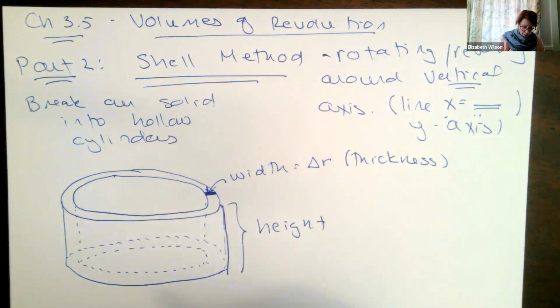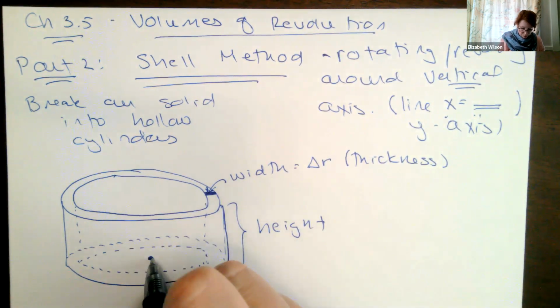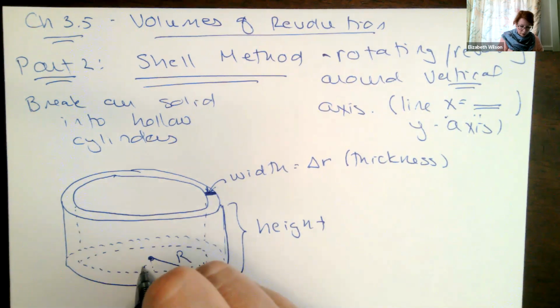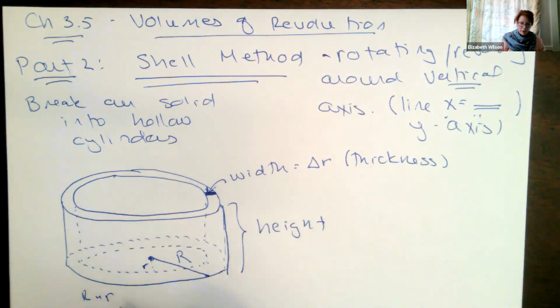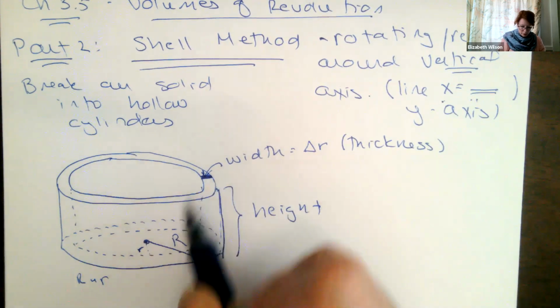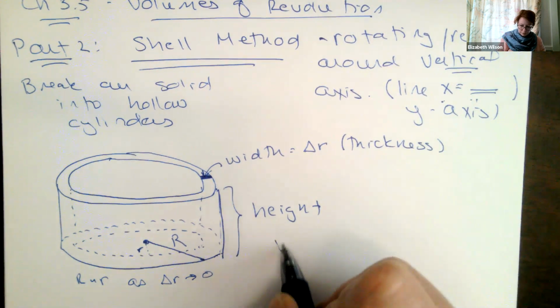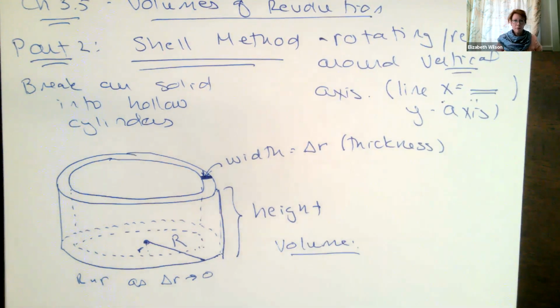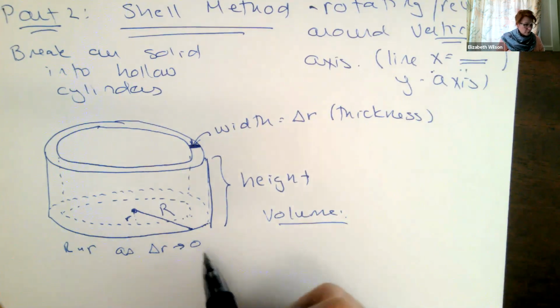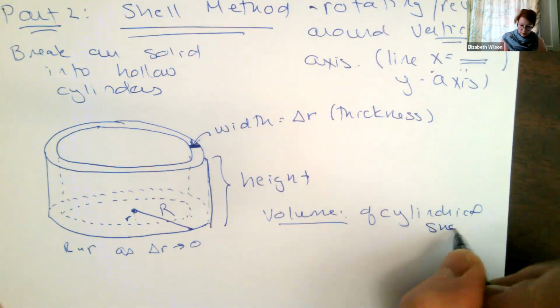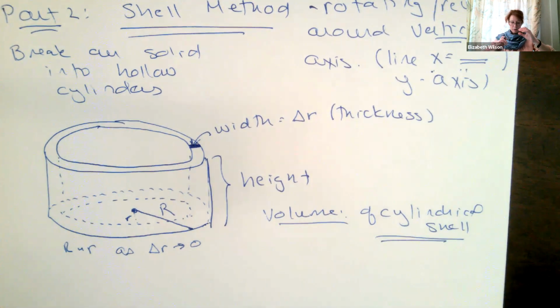So that's our thickness, and then we've got this radius. We also have an inner radius here too, but I'm writing this really small. The radius and the r are basically equal to each other when the thickness gets really small, as delta r goes to 0. So when I want to think about the volume, I've got 3 pieces to the volume of our cylindrical shell. This is like your soup can, just a round shell.